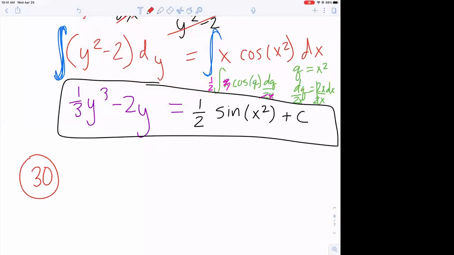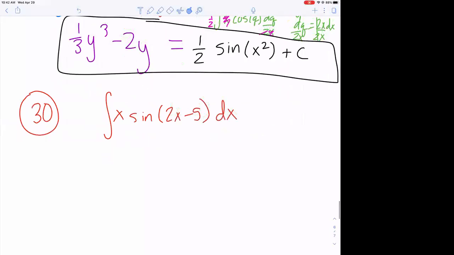And last one for today, number 30. Although honestly, 31 is the shortcut. I feel like we should end with 31 because it's the shortcut. So 30 is where you're not doing the shortcut. You're doing integration by parts the old school way. So let's just see if we can remember how to set this up. What would you guys use as your u?